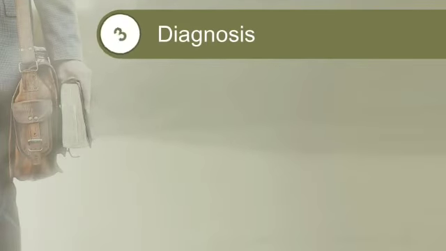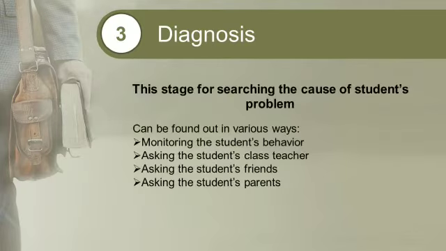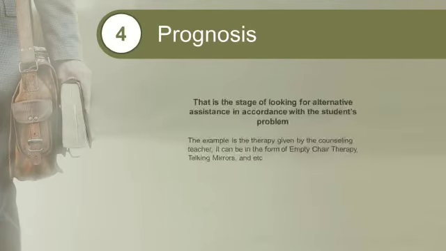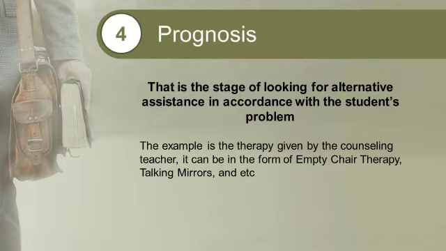The third stage is diagnosis. At this stage, the counseling teacher searches for the cause of the problem that occurs to the student. The counseling teacher can find out by monitoring the student's behavior, asking the student's class teacher, the student's friends, or even the student's parents if needed. After doing the previous 3 stages, the counseling teacher can go to the prognosis stage. Prognosis is the stage of looking for alternative assistance in accordance with the student's problem.